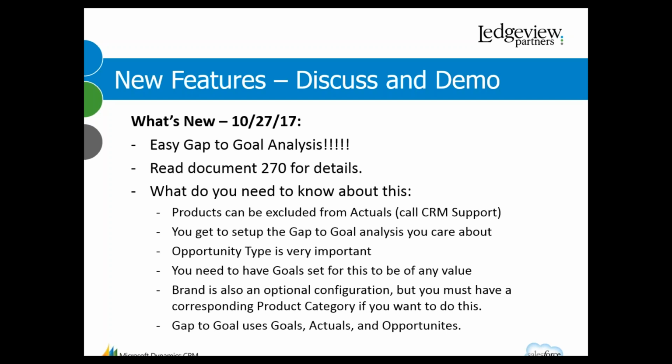What data are we actually looking at when we're crunching all of this information to tell you how you're doing on your gap to goal? Obviously, we use your goals. We use your order history data, which is your actuals. And then we also look at your pipeline, what's in your opportunities. The important thing about your pipeline, which I've been preaching for many, many years now, is the importance of the estimated close date on your opportunities and the accuracy of your guesses.